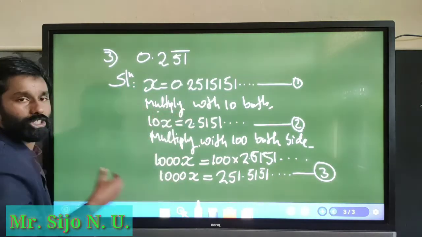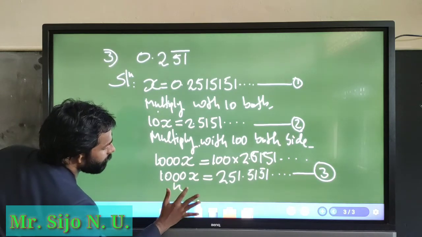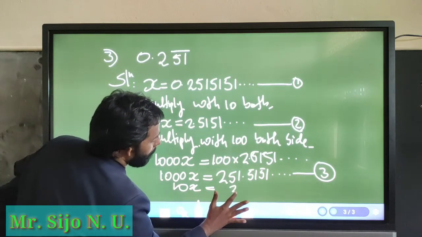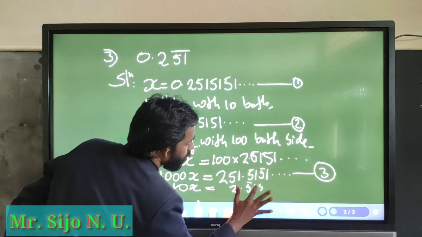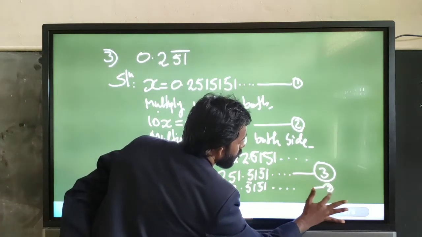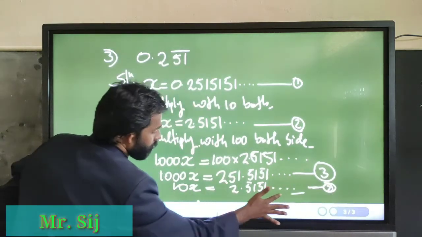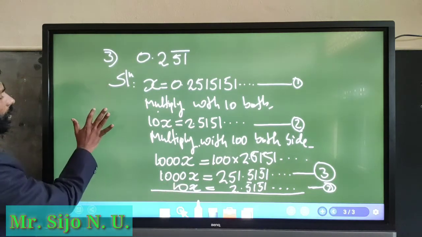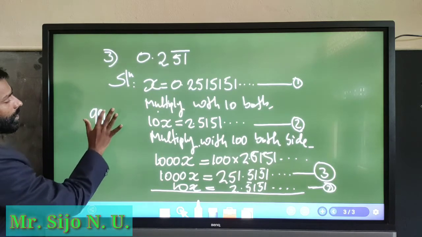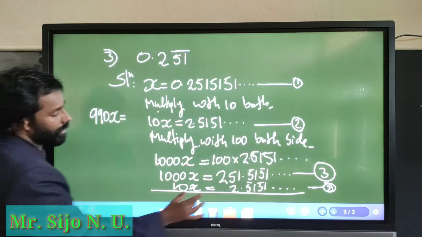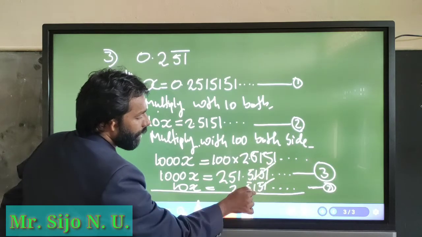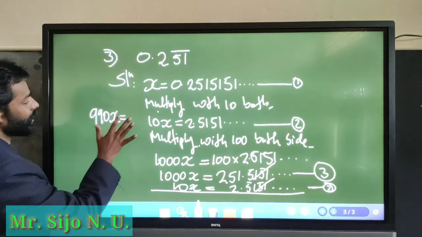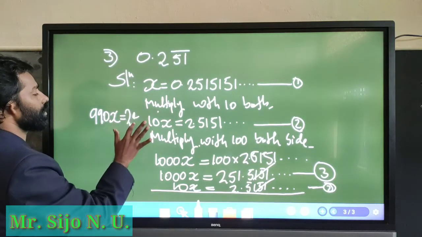So we can rewrite the equation number 2 here downside. 10x equal to 2.5151 etc. That is equation number 2. Let us subtract. See, 1000x minus 10x, we know 990x, that is equal to, see here all the decimal part will be cancelled. Now whole part, 251 minus 2, that is 249.